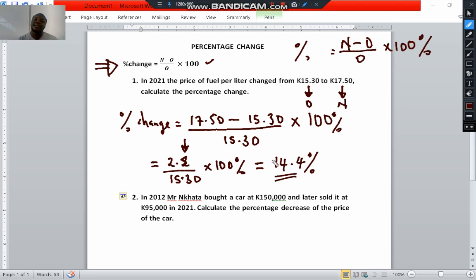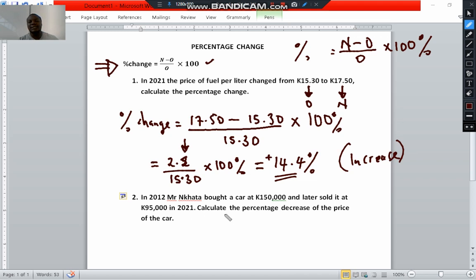In this case, this is a positive change. So it means fuel prices increased from 15 to 17 by 14.4%. Every time we get a positive outcome, it means there is a percentage increase in whatever commodity that is. So the government, or whatever board looks at prices, increased fuel prices by 14.4%. So it is very important to notice. This is an increase.